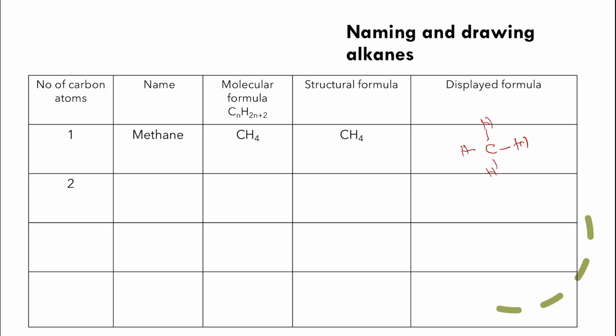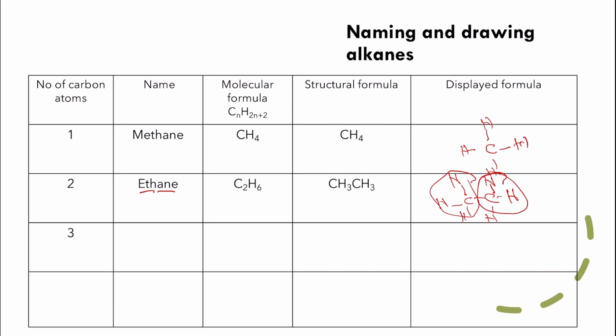If you have two carbon atoms, then the name is ethane, the prefix eth, and the suffix ane. Molecular formula C2H6 because CnH2n+2. And then for the displayed formula, you need to draw the two carbon atoms attached to each other and then carry on drawing all the hydrogens. So each carbon atom has to have a maximum of four bonds. So the structural formula is CH3CH3.